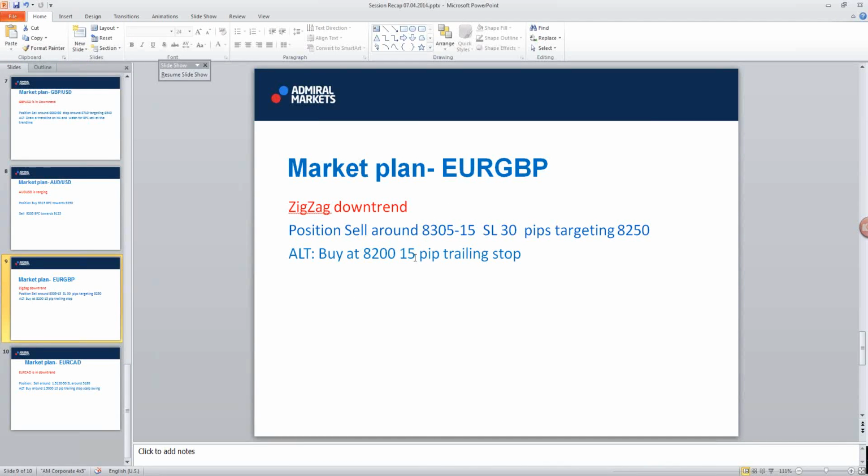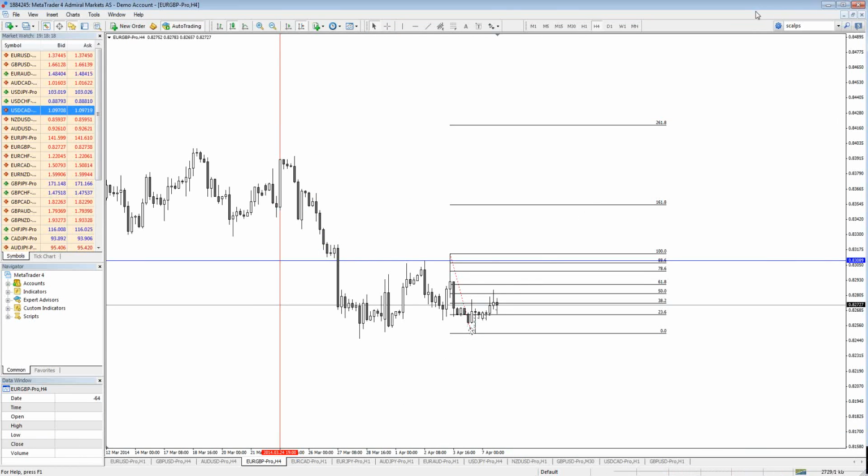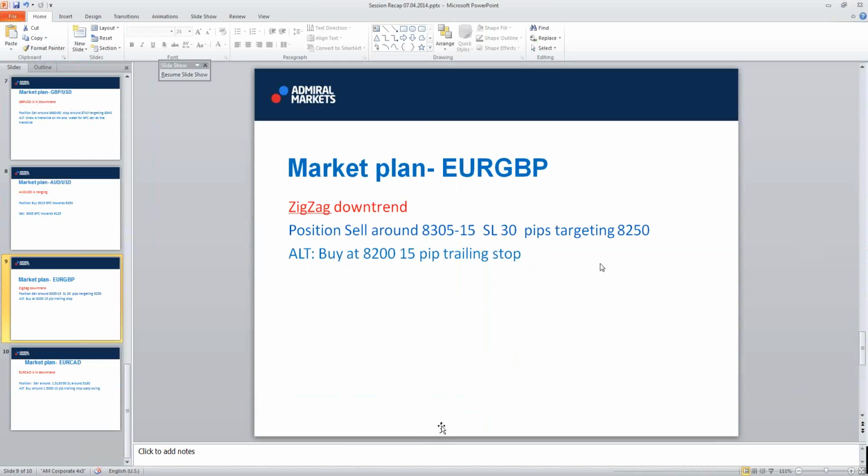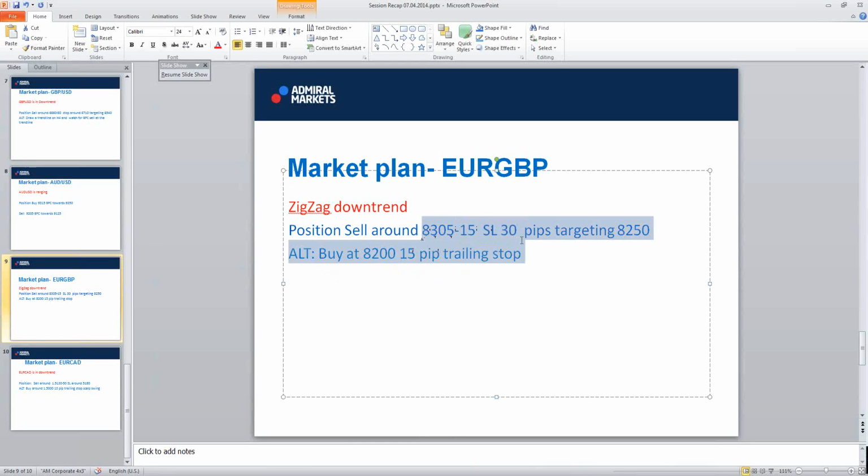So on Euro GBP, the market plan for me is to sell around 83.05, 83.15, stop loss 30 pips, targeting 82.50. Or if I don't get that setup, I would go for a buy around 82.00, a scalp swing trade, because if it breaks to here, we can still see a nice trade around the 00 level. You see history of buying here, okay? Look at these buyers. Buyers there, buyers there, buyers here. Always buyers at the 00 level. So if I don't get a sell setup, I would look to buy. Simple. Euro GBP, sell around these levels and buy at 82.00, 15 pip trailing stop.